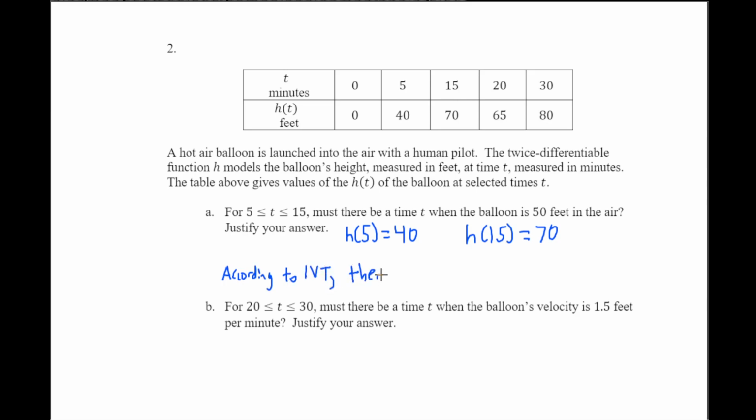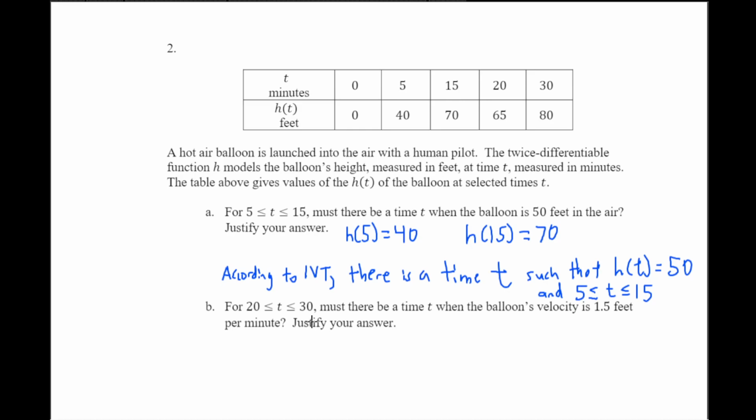there is a time t such that h of t is equal to 50 and t is in between 5 and 15. In other words, there's a time between 5 and 15 minutes where the balloon is 50 feet in the air. This is just how we justify it mathematically.